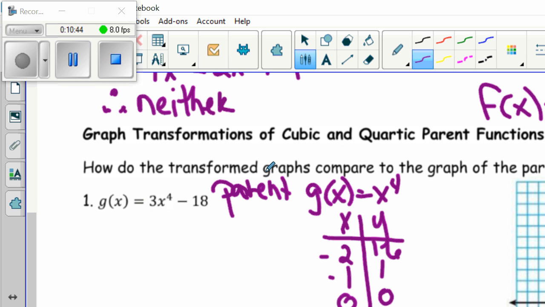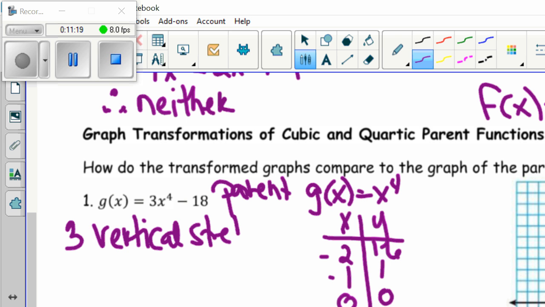So now I want to identify the transformations. The nice thing about transformations of cubic and quartic is they're the exact same transformations, the rules that we learned with all of our other graphs when we were doing quadratics and all of our parabolas. So I don't have any parentheses with x, so I don't have any shifting left or right. I have that number 3 out in front. So remember, if the absolute value of a is greater than 1, then this is a vertical stretch. So it's a vertical stretch.